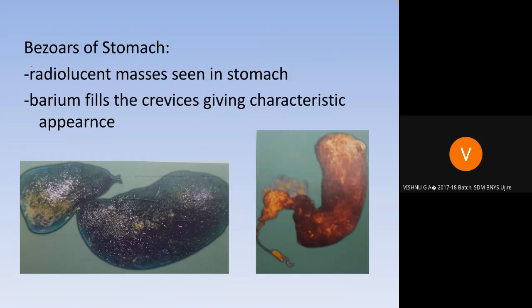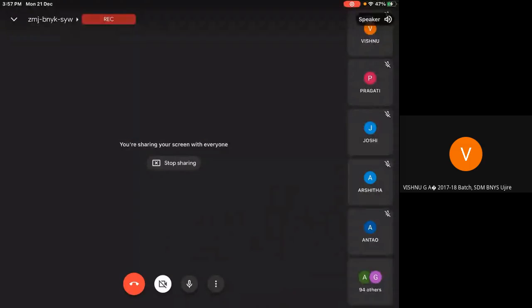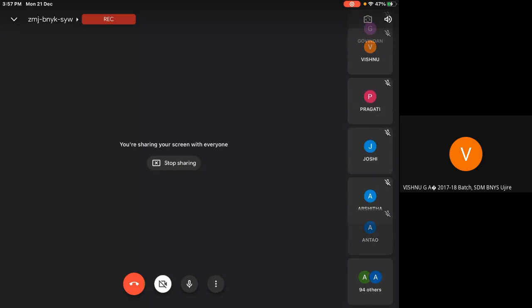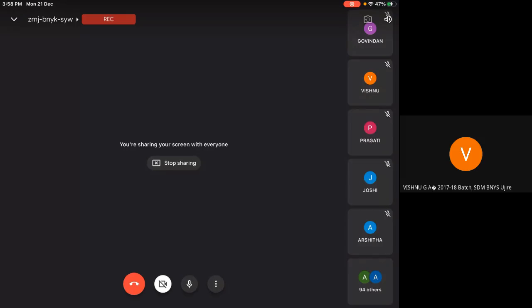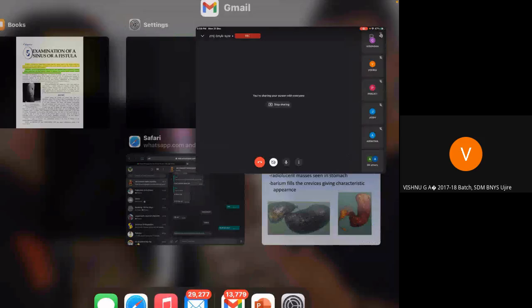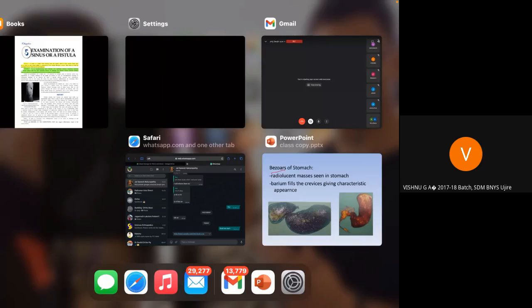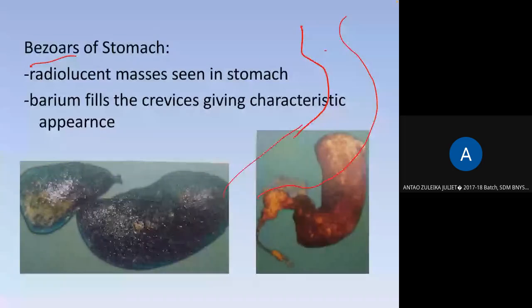These are bezoars. What are bezoars? Trichobezoar. You know? Have you heard of stone formation in the stomach? Yes or no? Yes, sir. Yeah, exactly. This is something like stones. You can have it. What happens is usually in psychiatric patients, they eat their hair, and the hair goes into the stomach.